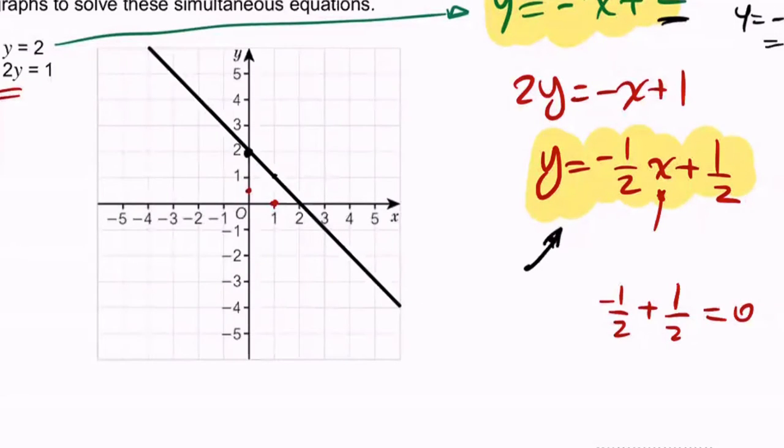Okay. Sir, why do you add and not multiply? I'll tell you now. See, we multiplied, okay? If you put x equals 1, so here negative half times 1 means negative half. Plus half. You got it?